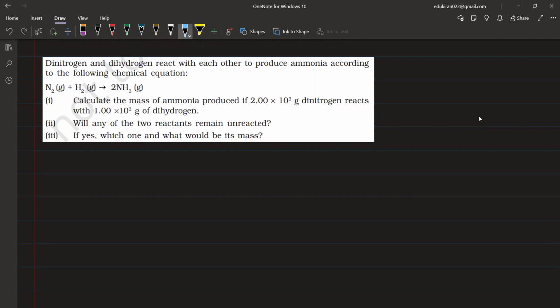This is 2 into 10 to the power 3. That means it is 2000 grams. Okay, and this is 1000 grams. Don't get confused by 10 to the power 3 or something.